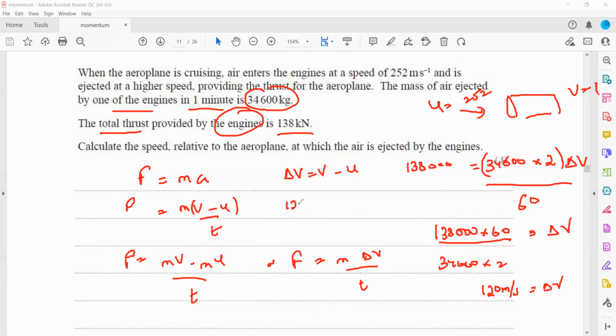So if the change is 120, the final we don't know, and the initial is 252. This is subtracted, so on the other side it will be added. So 252 plus 120, that is 372. When we calculate this, the speed will come out as 372 meter per second. So this is the speed at which the air is ejected from the engines.